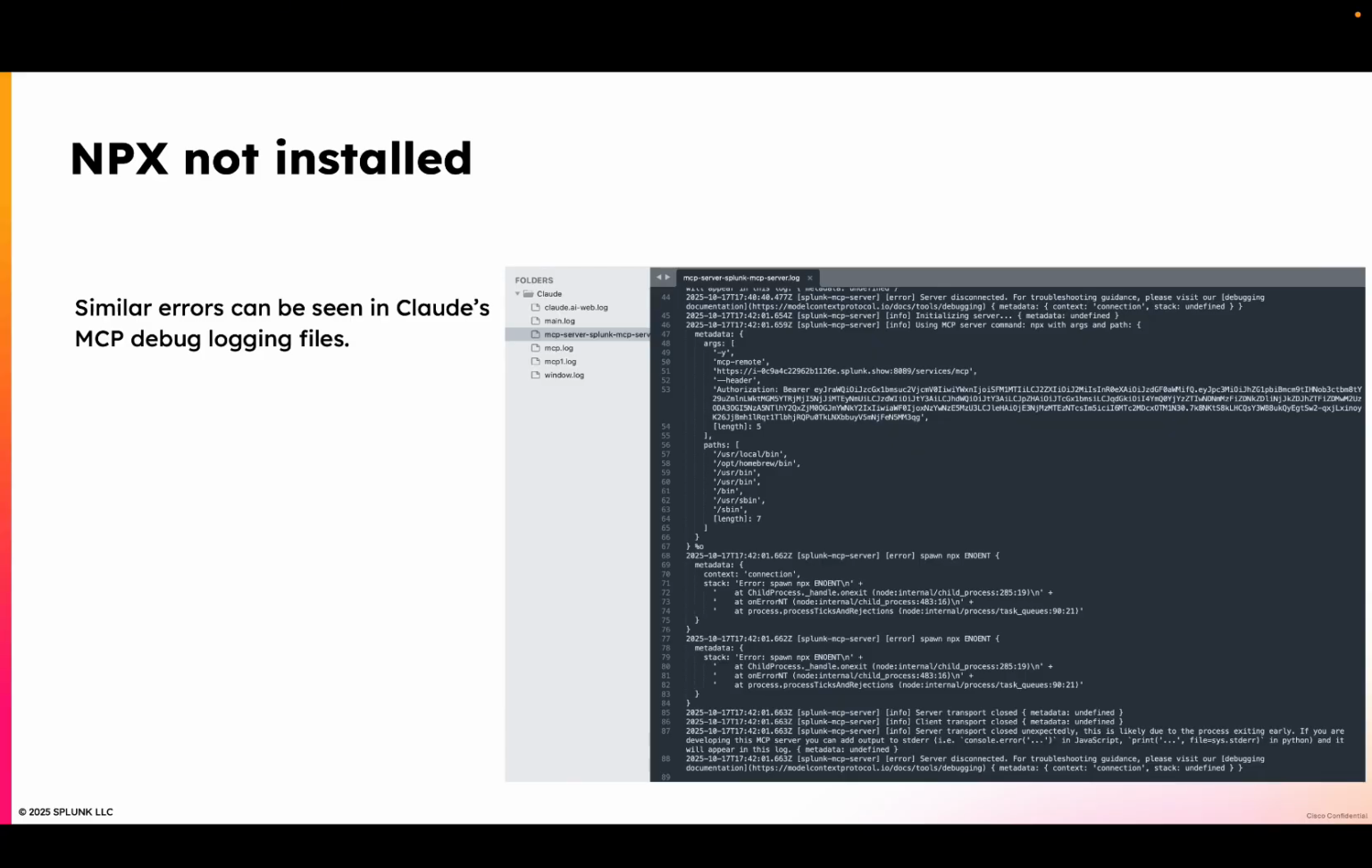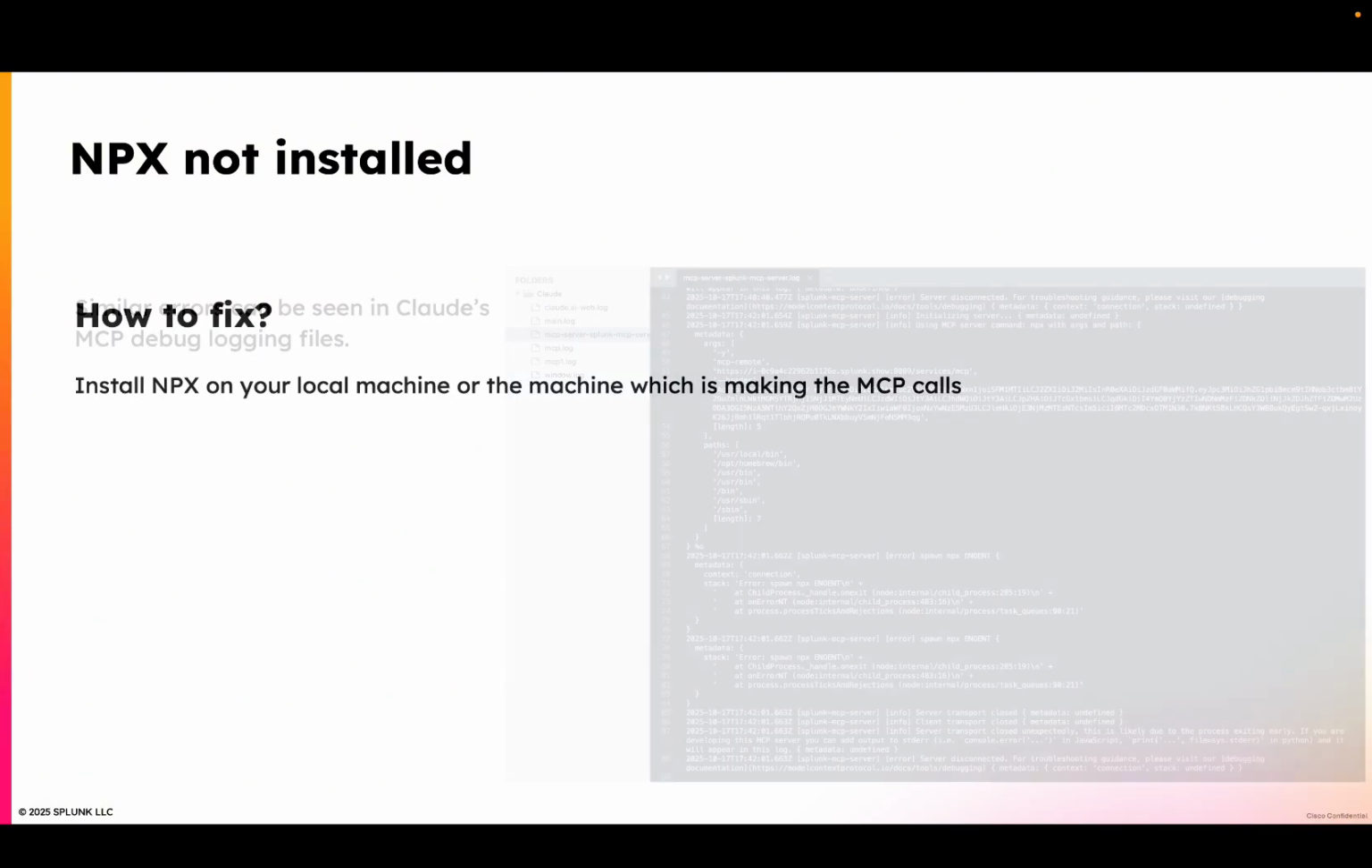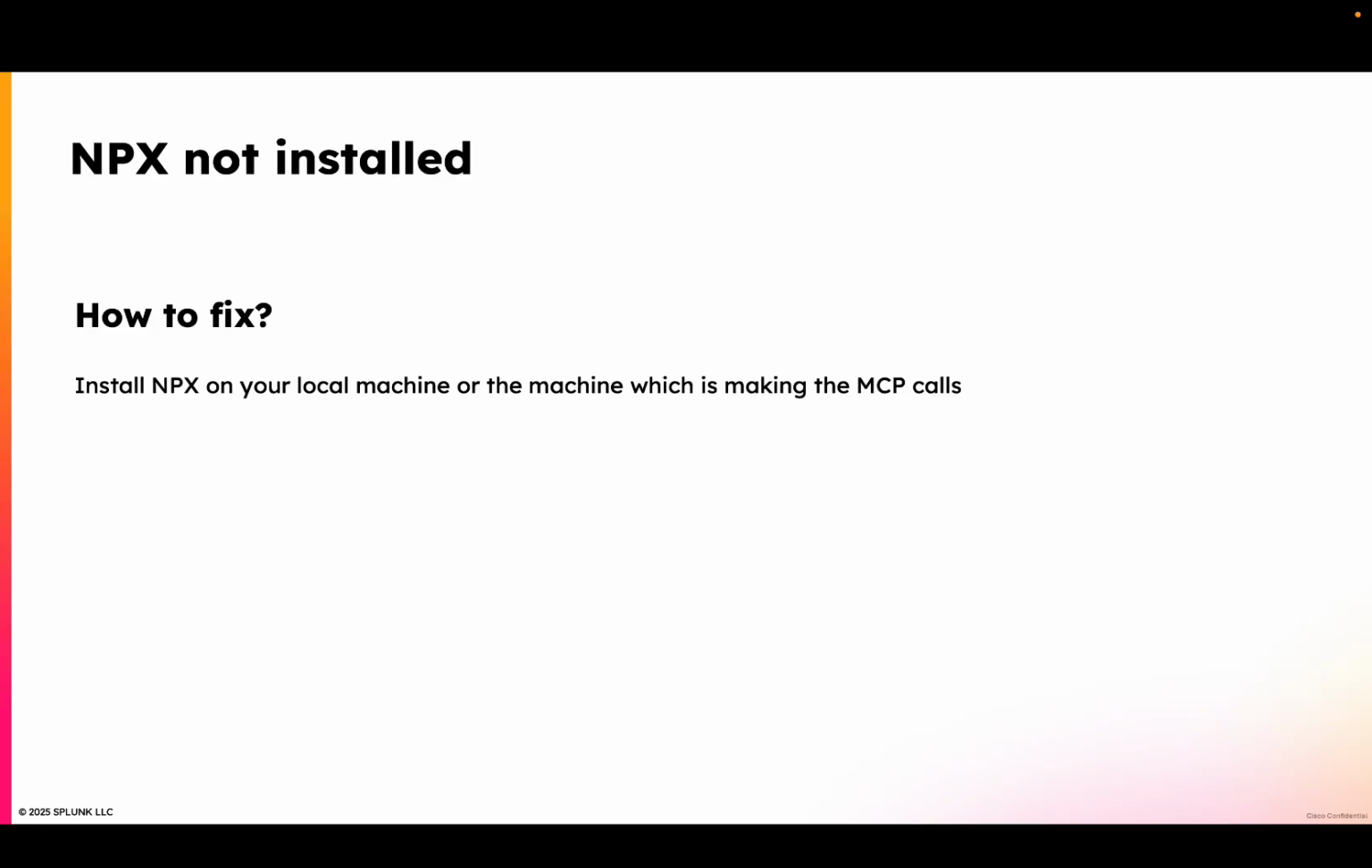And if you want to confirm that, you can open up a terminal and type the command which npx, and you'll see whether or not it's installed. So this one's pretty simple. In order to fix it, just go and get NPX installed on your local machine or whatever machine is making that MCP call.